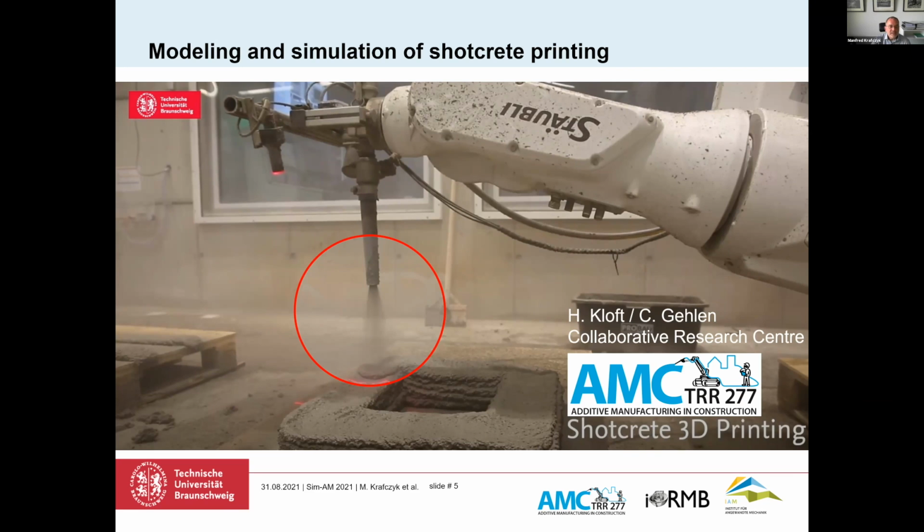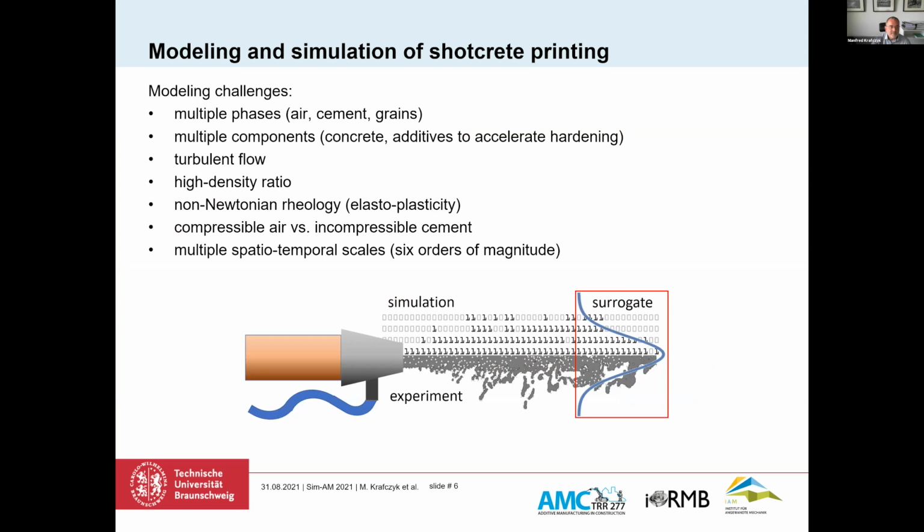But the key is to understand now the physics of this jet. And of course, obviously, this is not a simple problem because you have multiple challenges here. You have multiple phases. So you have air and cement paste and grains. You have multiple components because not only the concrete or cement, but you also have additives to accelerate hardening and other features. So then the flow is turbulent.